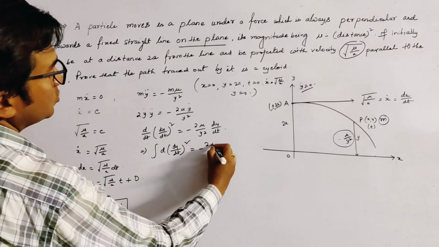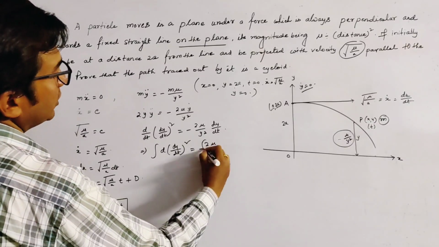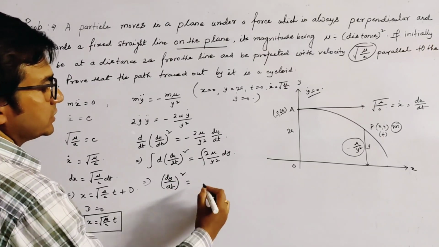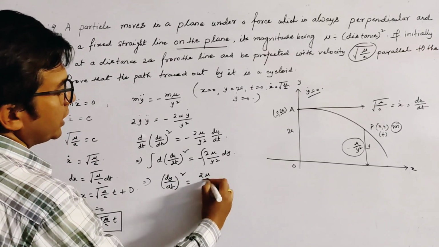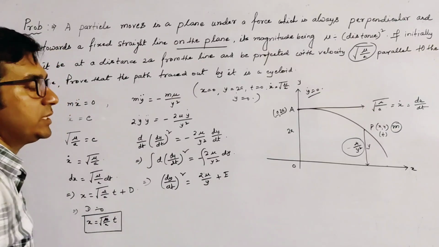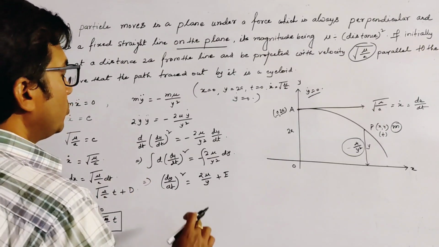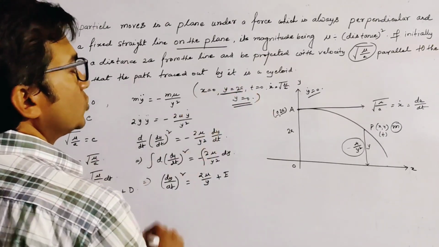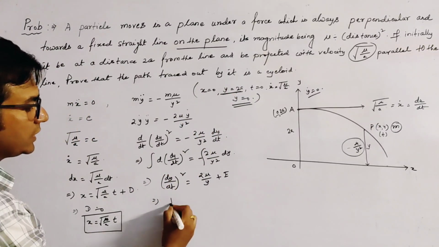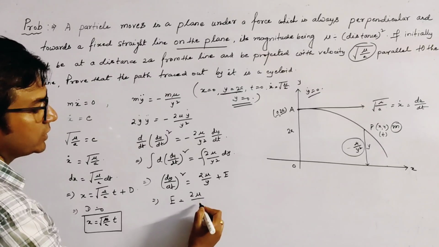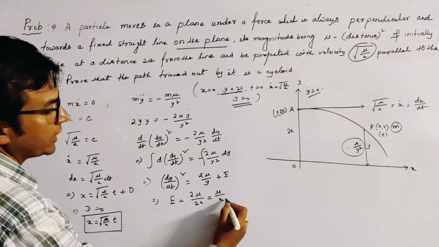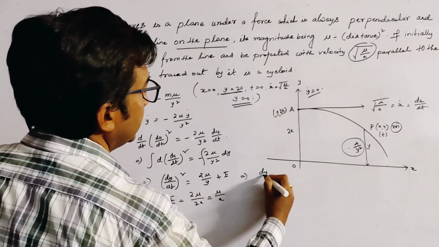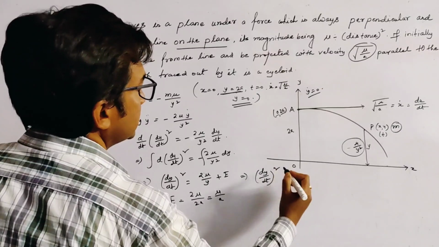This is equal to minus 2 mu by y square into the integration of (dy/dt) whole square. This is equal to 2 mu by y plus an integrating constant e. Right? Now put the initial condition: y dot is equal to 0 where y is equal to 2a, and we get e equal to 2 mu by 2a, that is mu by a. Right? And we put the integrating constant here, and we get (dy/dt) whole square.